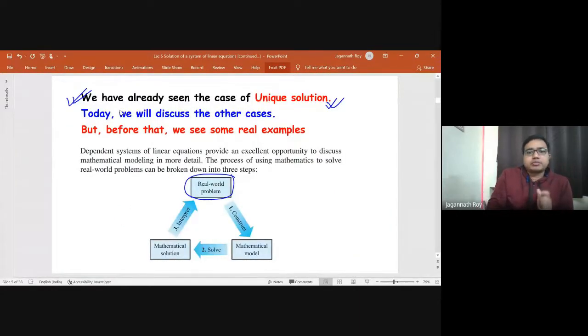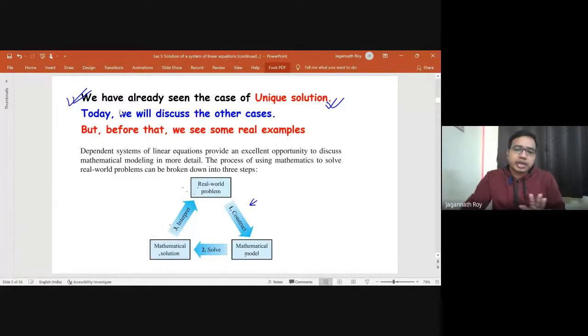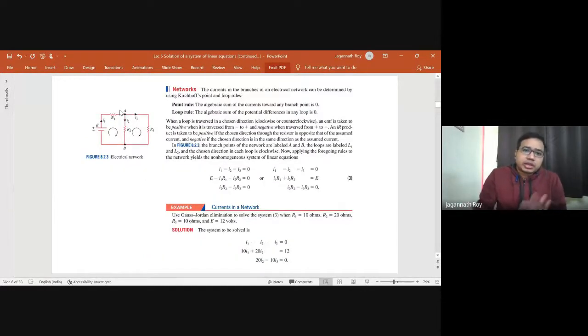So what happens? We take the real problem, make it into a mathematical model, and solve this mathematical model. After finding the solutions, we analyze and interpret the mathematical solution as the solution to the real life problem. You can understand this structure or relation if we have a practical example.